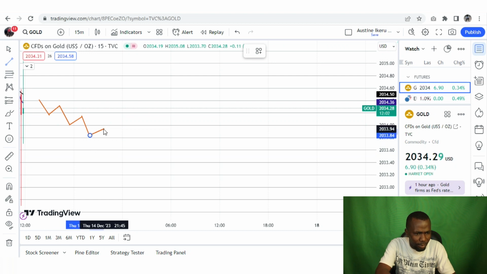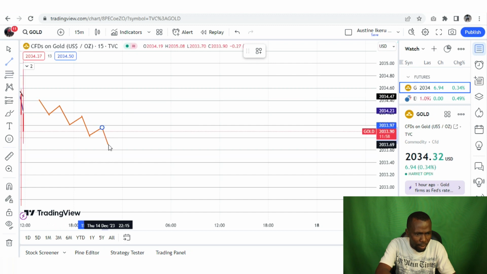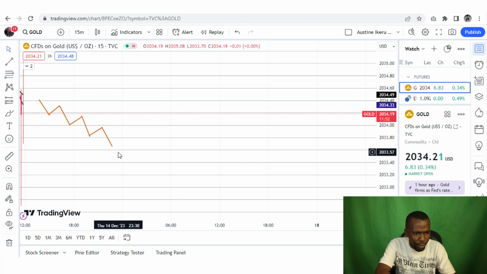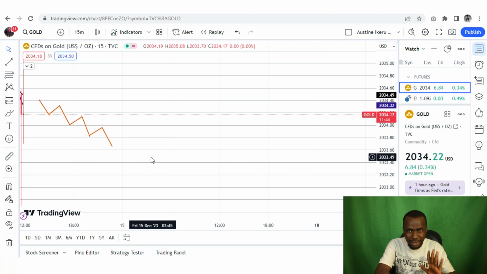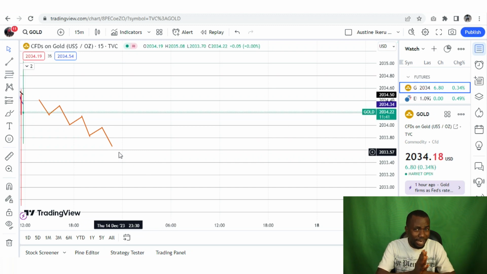You can clearly see that the price is making lower high and lower low, telling you that the price is clearly in a downtrend, right? When you look clearly, you see that the price is in a downtrend because it's making lower high and lower low, lower high and lower low. This confirms that the market is in a downtrend.